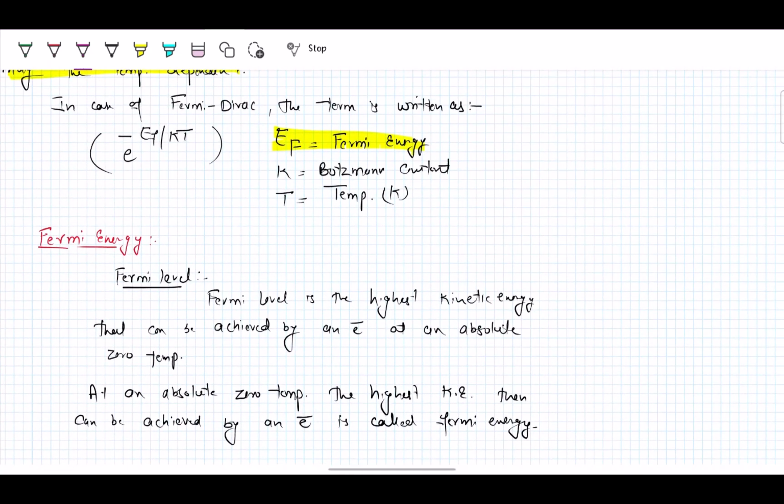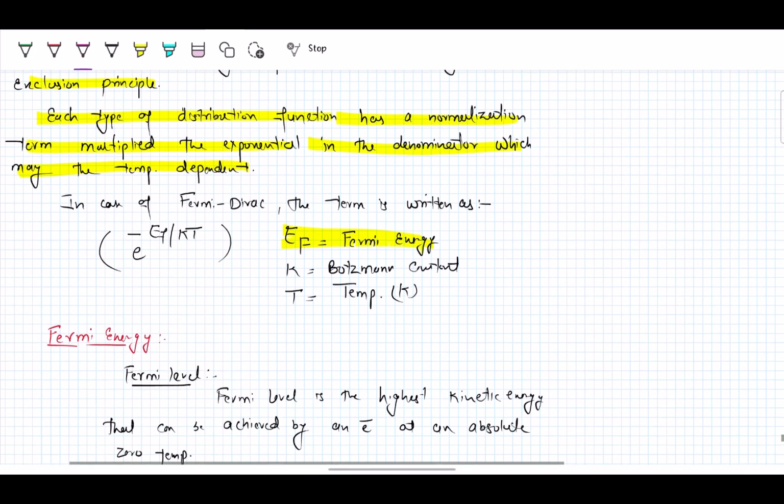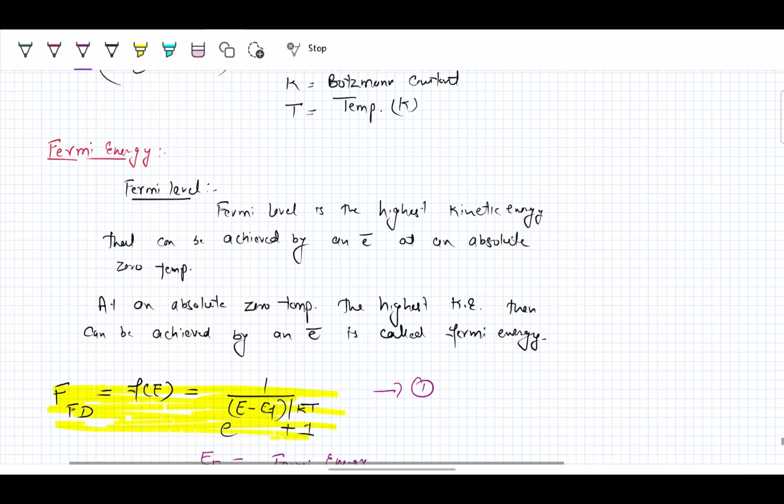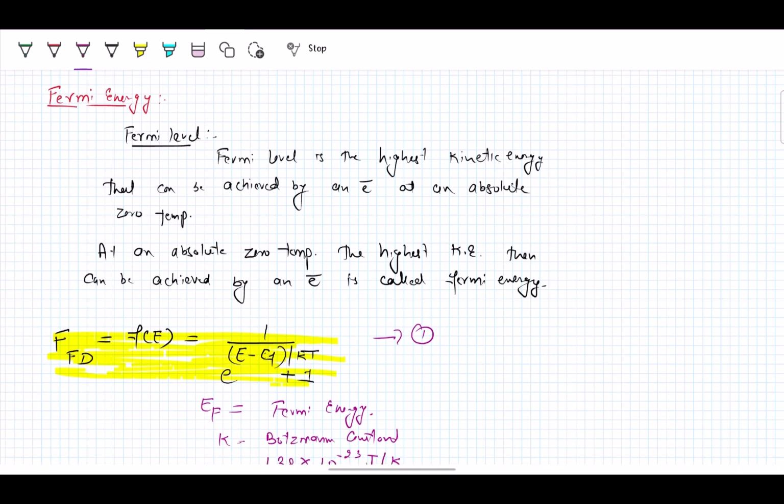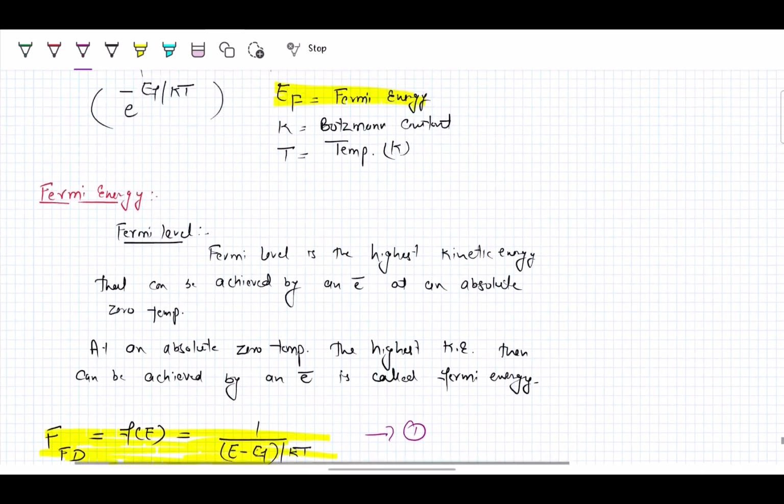All right, in the next video we will talk about the position of the Fermi level in pure or intrinsic semiconductors. Okay, so that's all for this particular video.